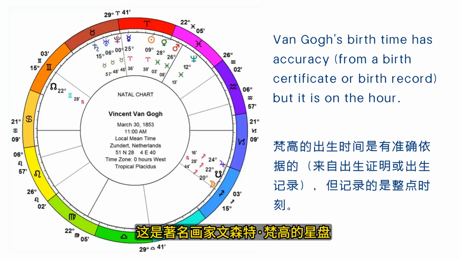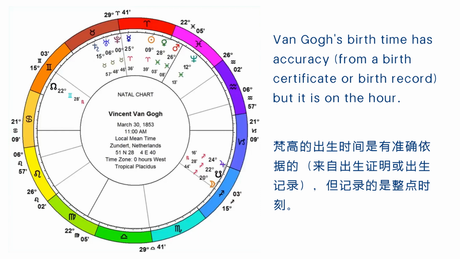So here's the birth chart of Vincent van Gogh, the famous artist. His birth time is from a birth certificate, but it's rounded off to the hour. It's 11 a.m., so maybe it's off by a little bit, or maybe he was born exactly on the hour, but it is from a birth certificate, so it's fairly accurate.